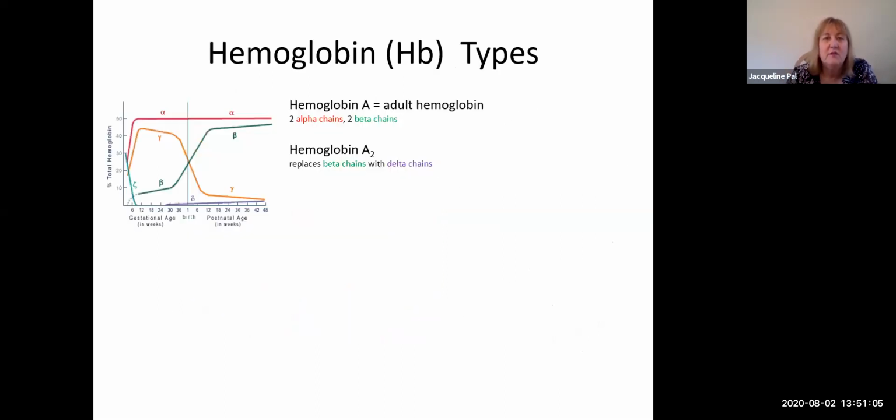Okay. So looking at the hemoglobin types, what we're going to be talking about is what we call adult hemoglobin, and that's what the previous picture showed, 2 alpha chains, 2 beta chains. This is what more than 90% of your hemoglobin is once you're adult. There is a second type of adult hemoglobin. We're not going to worry about that.